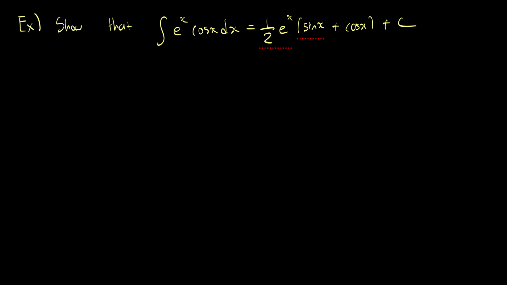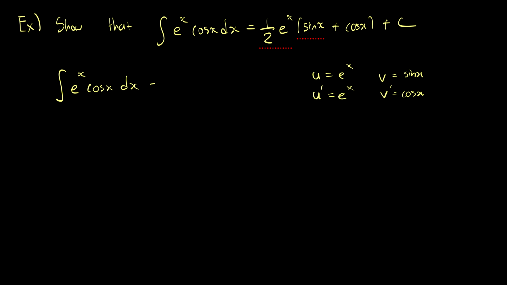So let's go ahead and try out this example problem here. Show that the integral of e to the x cos x dx equals 1 over 2 e to the x times (sin x plus cos x) plus c. So what we're going to do first is identify what u and v prime are going to be. So in this case, I'm going to choose that u equals e to the x, u prime equals e to the x, v prime equals cos x, so v equals sin x.